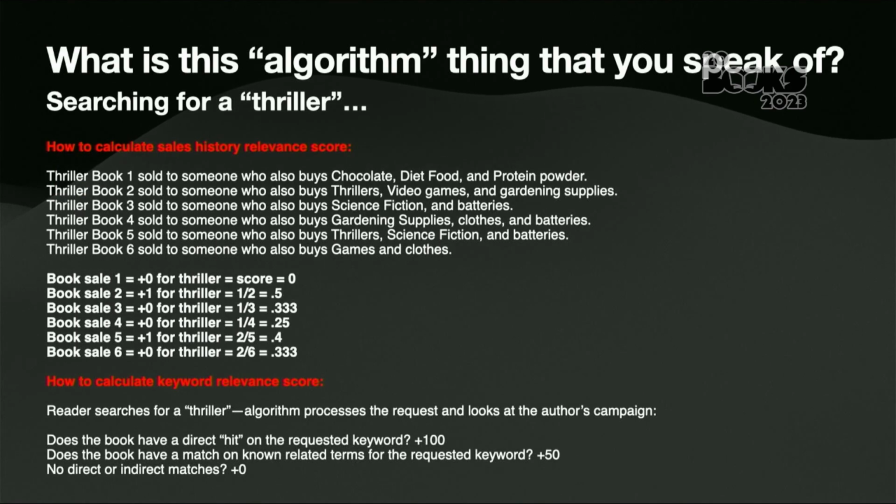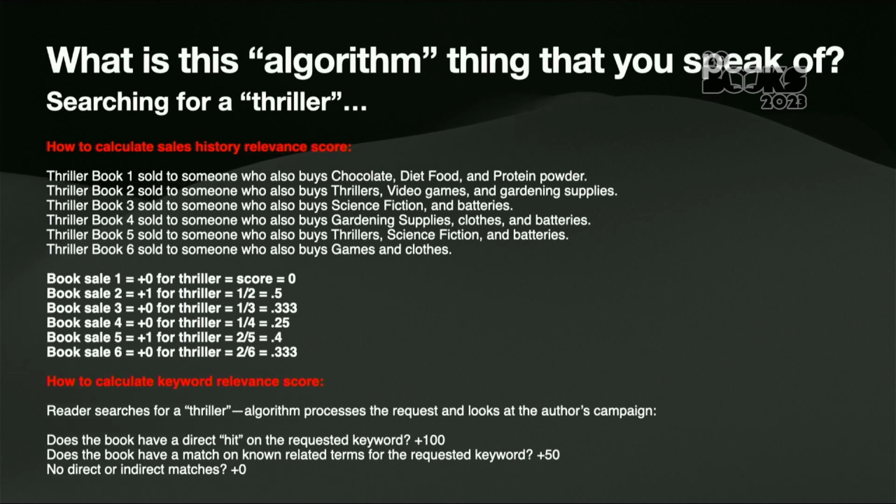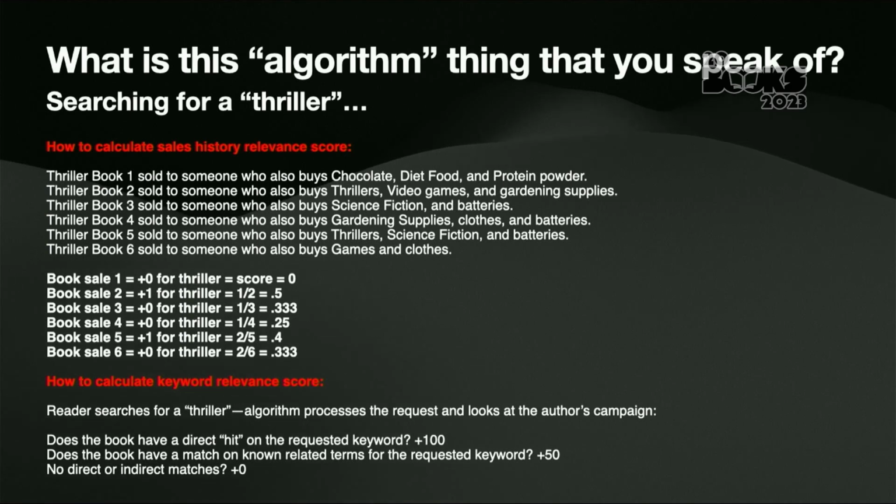I put this together to give an example of what I'm talking about. A lot of you aren't math people, so we won't nerd out over the specifics of the numbers. This is just to give you an idea. I'm trying to storyboard what we're talking about. So let's walk through this. Imagine someone's searching for a thriller. Thriller book 1 sold to someone who buys chocolate, diet food, and protein powder. Book 2 sold to someone who buys thrillers, video games, gardening supplies. Then science fiction and batteries, you can read the rest.